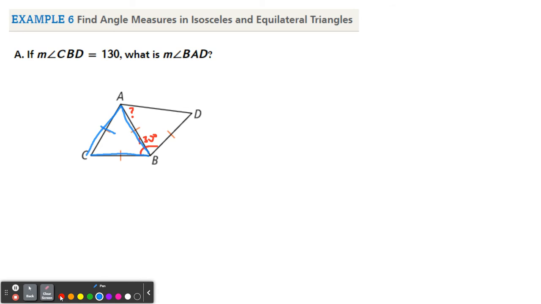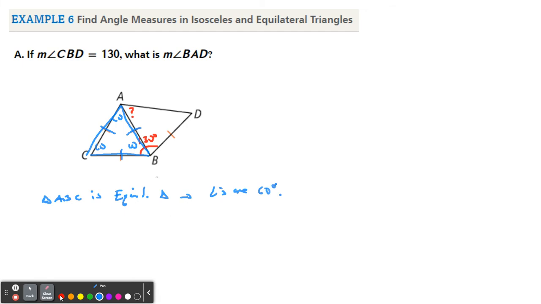So first and foremost, you should recognize right here, this is an equilateral triangle. So immediately you should know that all of these angles are 60. So 60, 60, and 60. So triangle ABC is equilateral. So the angles are 60 degrees. Okay?